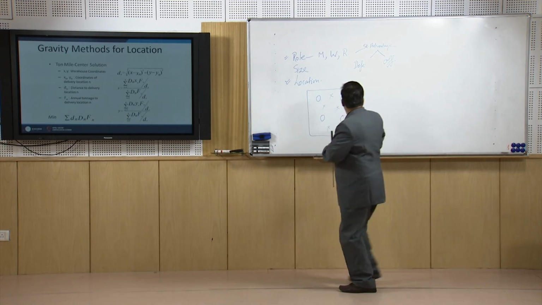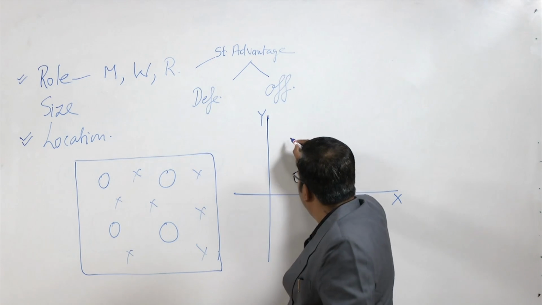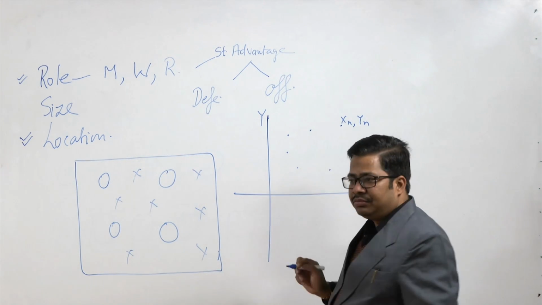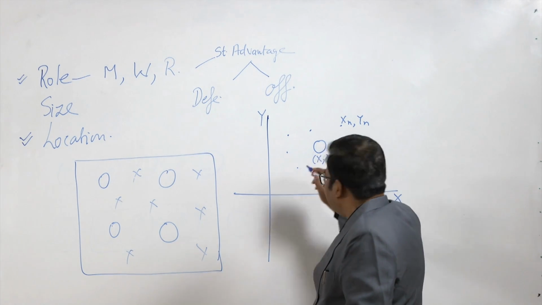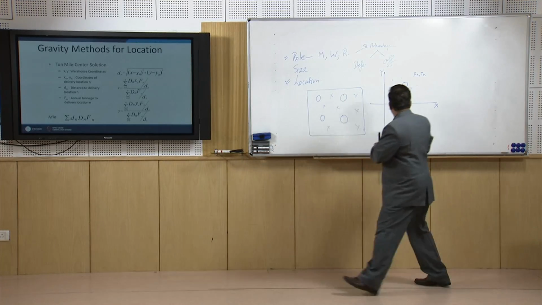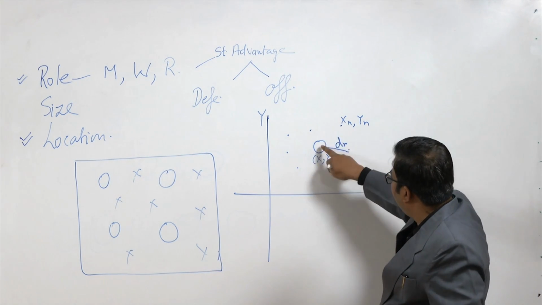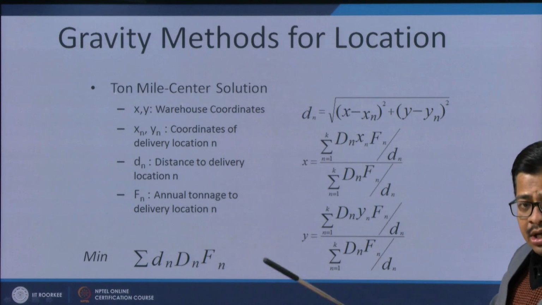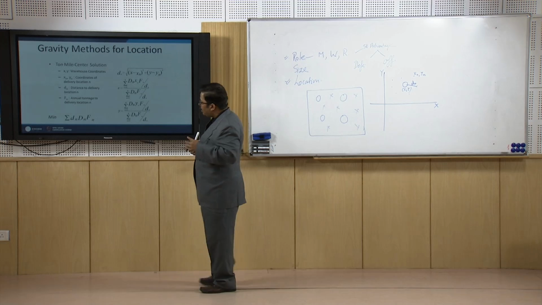So if I see this on a graphical axis, this is x, this is y, and these are my delivery locations. The coordinates of these delivery locations are xn and yn, and I have to select a site for my warehouse. The coordinates of this are x and y, and dn is the distance to delivery location n. So dn is the distance of this warehouse site to this place. For all these delivery locations, I can have a dn. And fn is the annual load which I want to deliver to a particular delivery location n. So that is the load with respect to a particular delivery location.